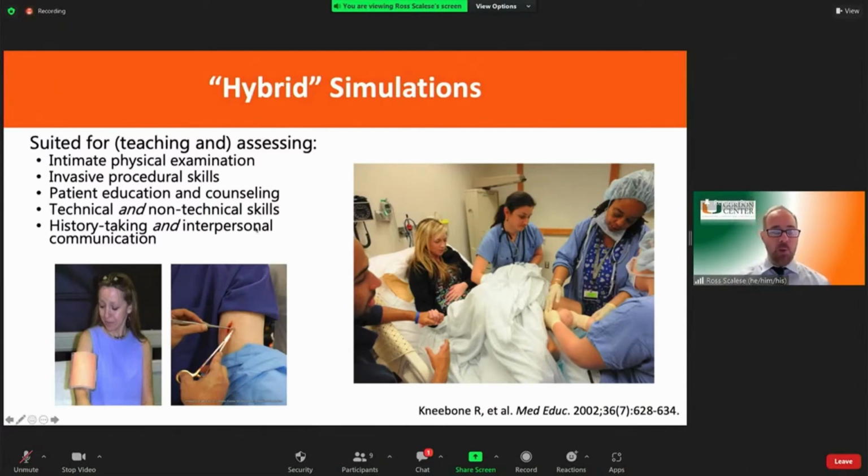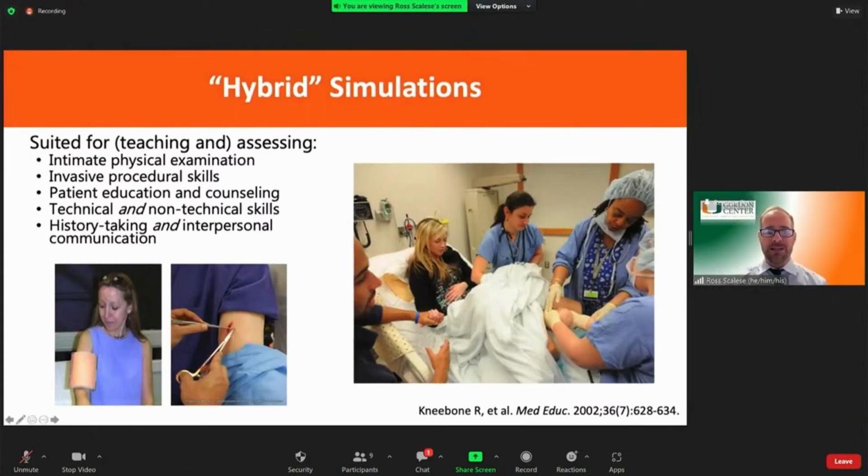In this setting, we just put a simple task trainer, a skin suturing pad on this patient. And if you cover it with a drape and maybe put a little bit of artificial blood in there, it actually can look quite realistic. And this actor, this SP, is trained to wince when they do their first stitch, or ask, what are you going to do, when they're coming at them with a needle or with a suture material? So now they have to actually talk to the patient at the same time that they're doing skills.